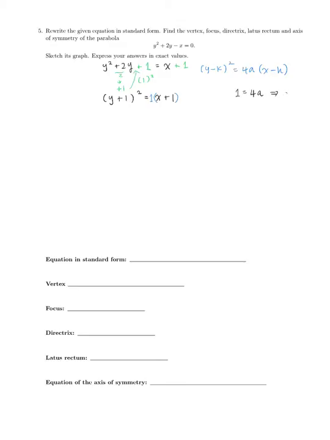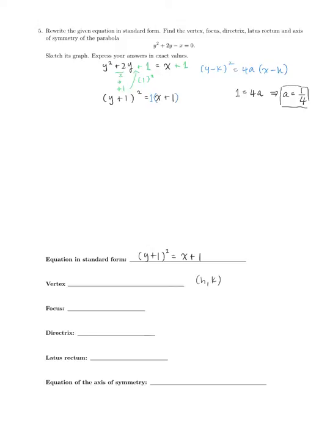Okay, so that means what? A is 1/4. All right, so let me just start filling in the blanks on the answer box. So the equation in standard form is (y + 1)² = x + 1. Now, the formula for the vertex is (h, k).